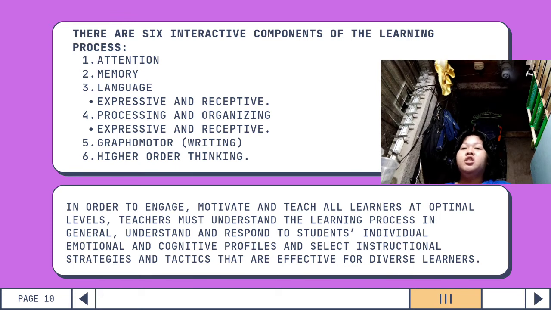In order to engage, motivate, and teach all learners at optimal levels, teachers must understand the learning process in general, understand and respond to students' individual emotional and cognitive profiles, and select instructional strategies and tactics that are effective for diverse learners.